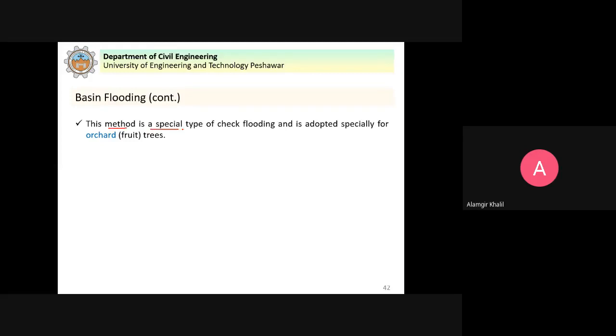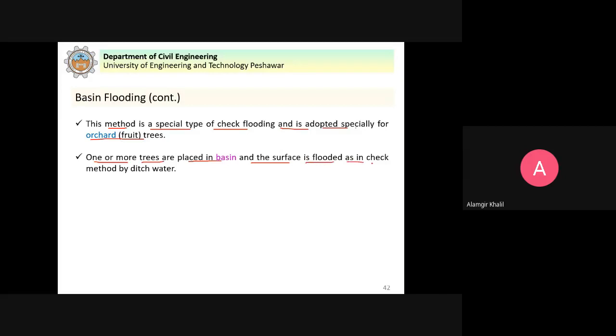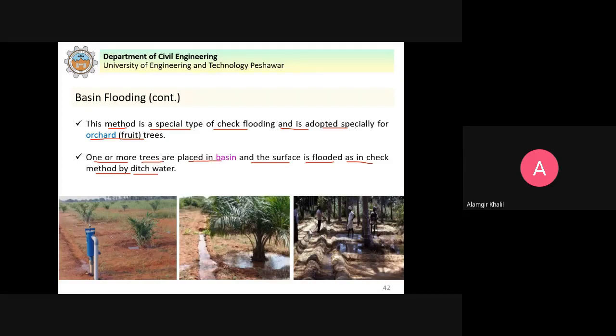This method is a special type of check flooding and is adopted specially for orchard trees, those trees that bear fruits. One or more trees are placed in a basin and the surface is flooded as in the check method by ditch water. For example, you see the water is flowing and then it will flood this basin here. So this is basin flooding.